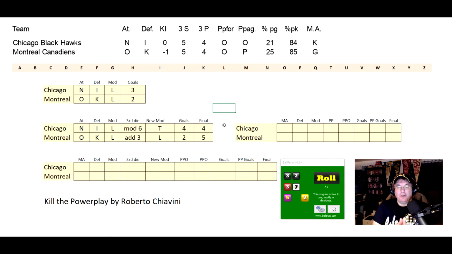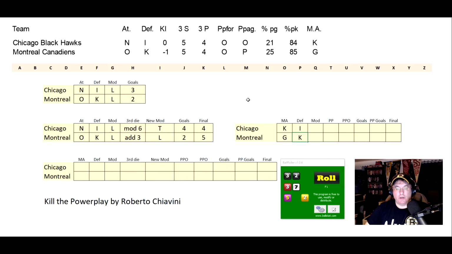Okay, so there's how you incorporate the third die. That's the second way to play. Another way to play is with power plays. Now when you're doing the power plays, instead of using the attack, you need to use the modified attack. So that would be K. The defense is still I. And the Montreal modified attack is G, and their defense is K.